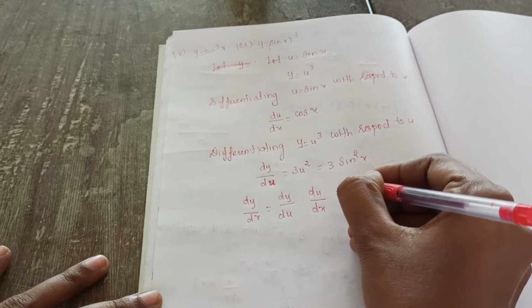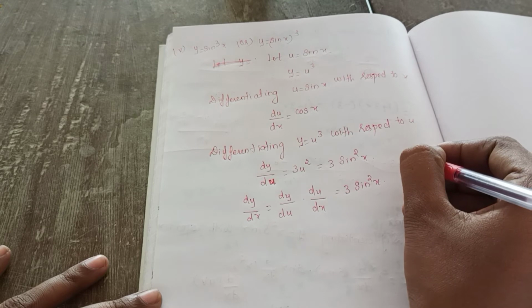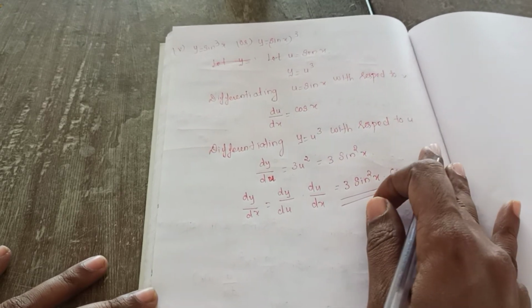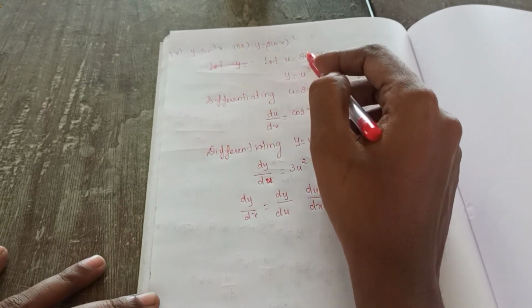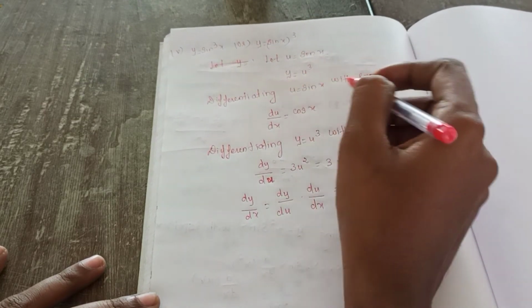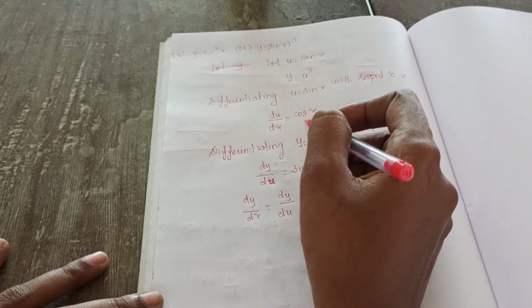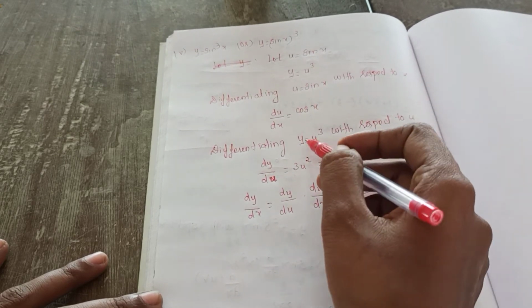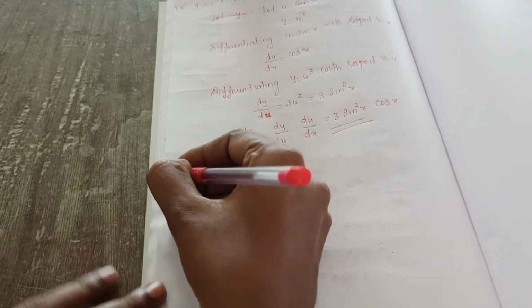So now substitute the value. 3 into sin square x into du by dx. What's the value? Cos x. This is the answer. Understand? So what will you do? First you consider that as u. So y is equal to u cube we will get. Then differentiate with respect to x. So du by dx is equal to cos x. Again you need to differentiate this y. So dy by du equal to. So at last you substitute. Okay. That's sixth one.